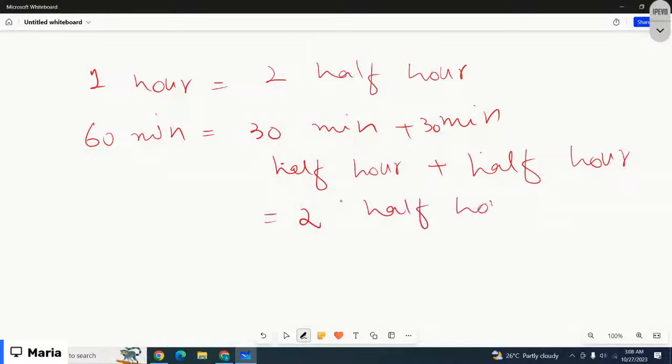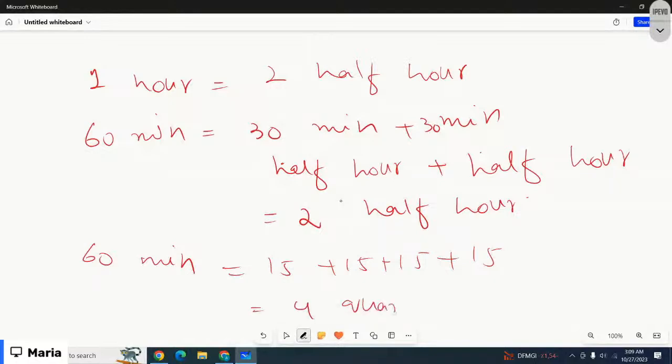Now let's talk about the quarter hour. Quarter hour means 15 minutes. If you divide 60 minutes into smaller units, that would be 15 plus 15 plus 15 plus 15. So 15 minutes equal 1/4, or a quarter hour. That means in 60 minutes you have 4 quarter hours. But the question is how many quarter hours in a half hour? In a half hour you have 2 quarter hours. Got it?